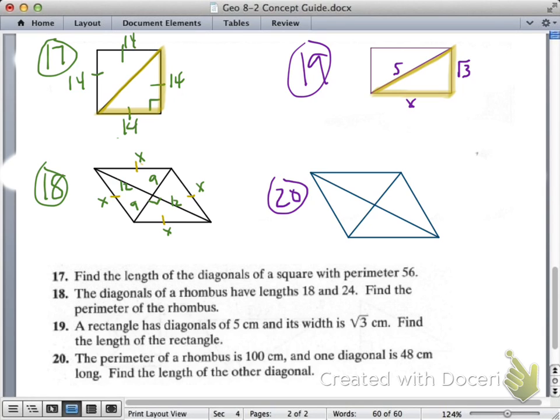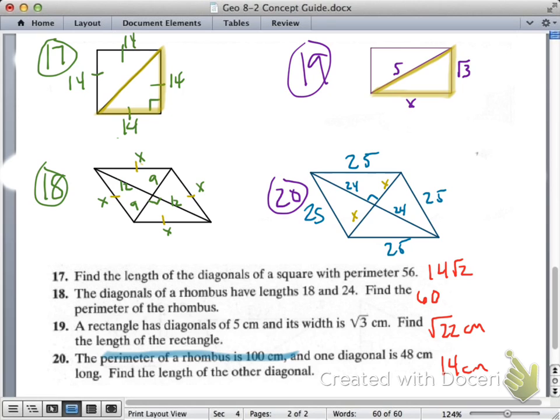And then finally, we have a rhombus. The perimeter of the rhombus is 100, so each side has to be 25. One diagonal is 48 centimeters, so that's going to break it into two pieces, 24 and 24, x and x. So see if you can figure out how 14 centimeters is your answer. Those are the other answers as well.